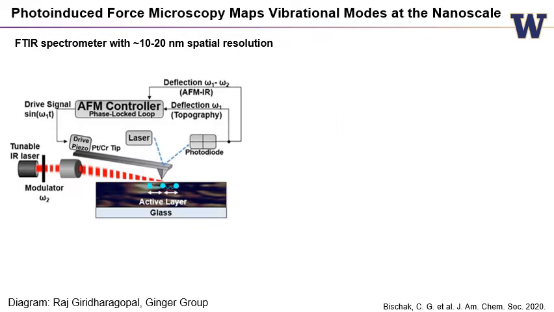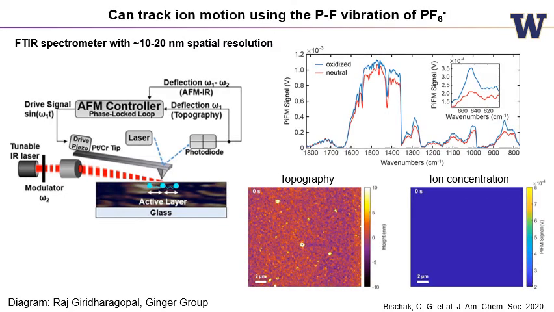And so we wanted to see exactly how sharp this interface is. Instead of using optical microscopy, we switched to an AFM-based technique called photo-induced force microscopy. This technique is really just similar to an FTIR spectrometer, only it has about 10 to 20 nanometer spatial resolution. I'm not going to get into exactly how this works, but by using an infrared active ion, such as PF6 here, we can map this ion transport with really high spatial resolution.